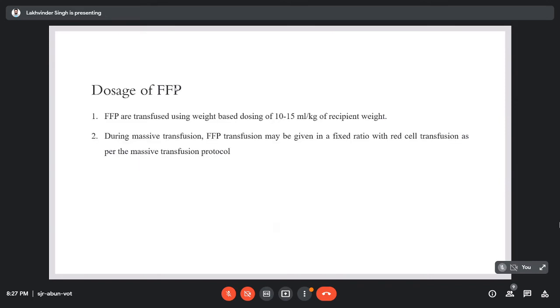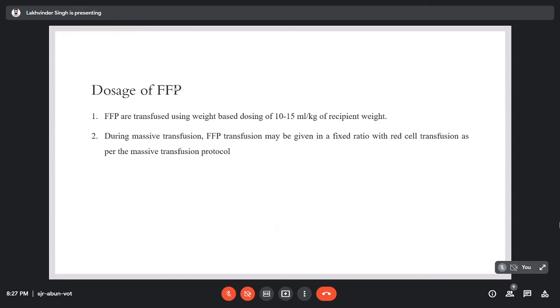Again, dosage. FFPs are transfused using weight-based dosing, 10 to 15 ml per kg of recipient body weight. And during massive transfusion, I'll discuss this, because if only red cells are given, it can cause acidosis and dilutional coagulopathy.